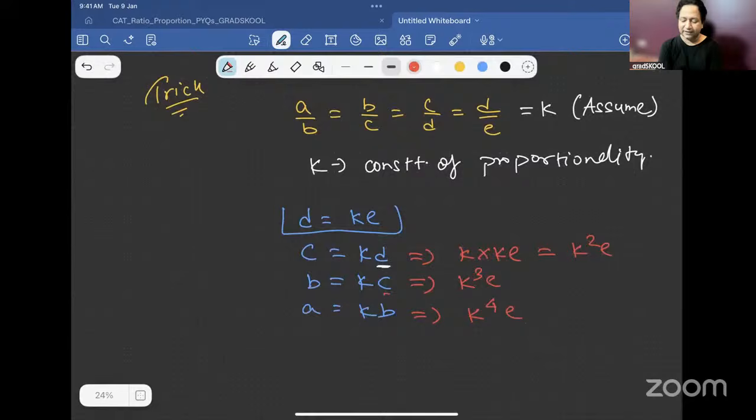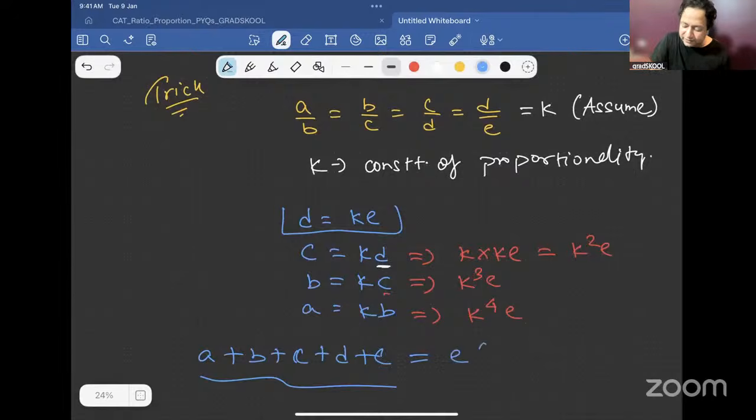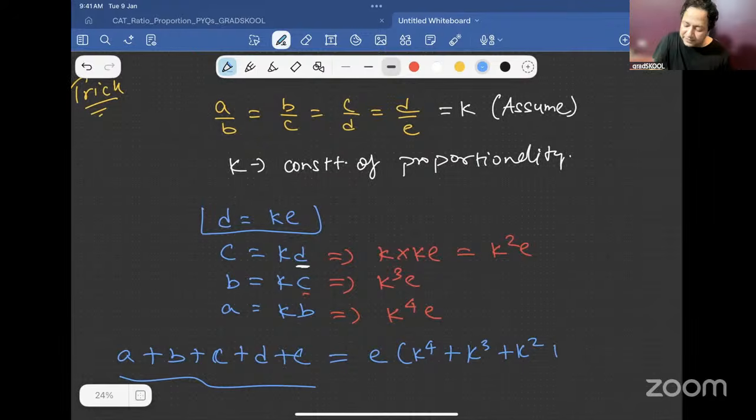Is that clear, everyone? So if someone asks you, what is the value of A plus B plus C plus D plus E? Instead of writing it like this, we can just write it in such a way that I'll just take E common. I'm left with K to the power 4 plus K cube plus K square, all right, plus K plus 1. Do you understand this now?